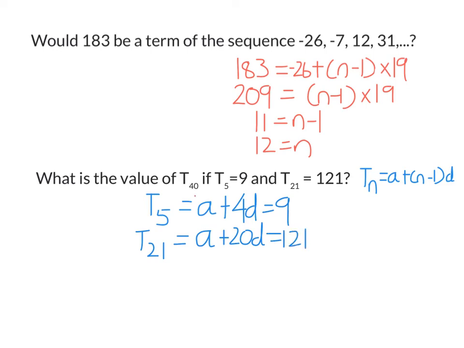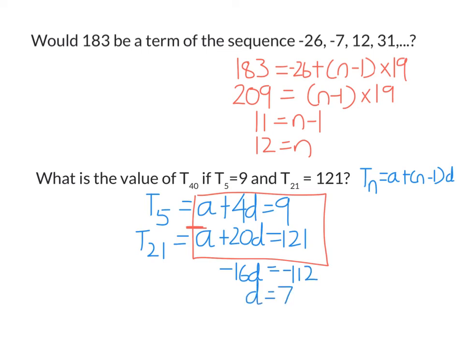So now I have two equations with two unknowns. I can use simultaneous equations to find a and d. What I'm going to do is subtract the bottom equation from the top to eliminate the a's. So if I do that, a minus a, of course, just gives you 0. 4d minus 20d gives you minus 16d. And then 9 minus 121, of course, gives us minus 112. Dividing each side by negative 16, we get d is 7. The common difference of this arithmetic sequence is 7.